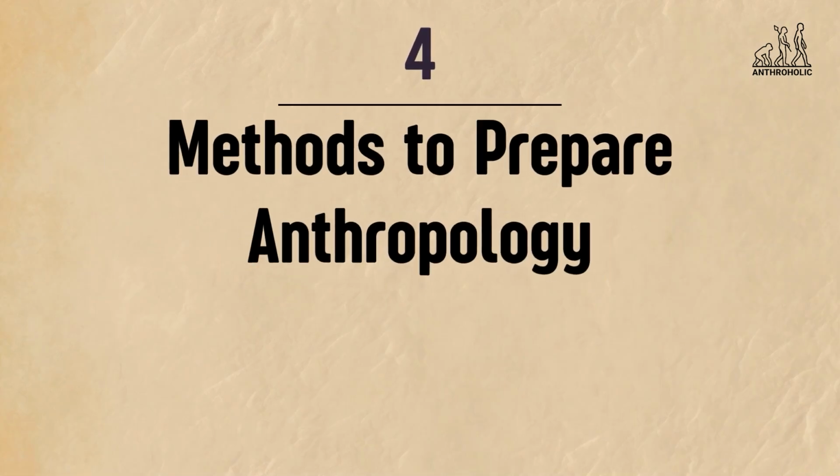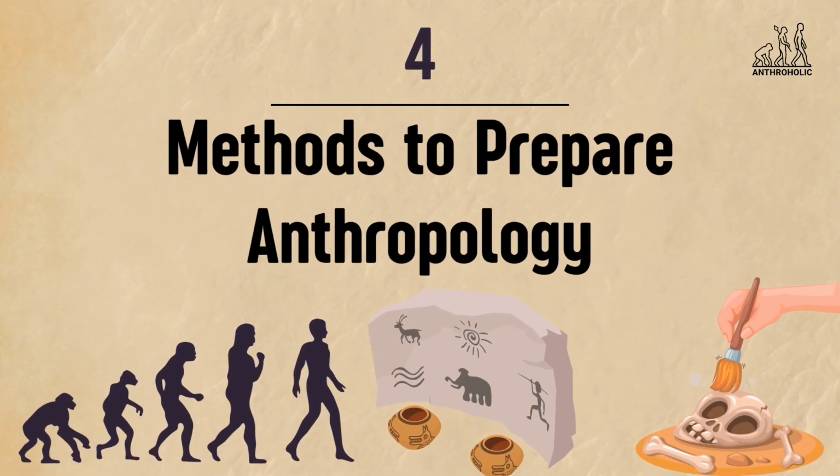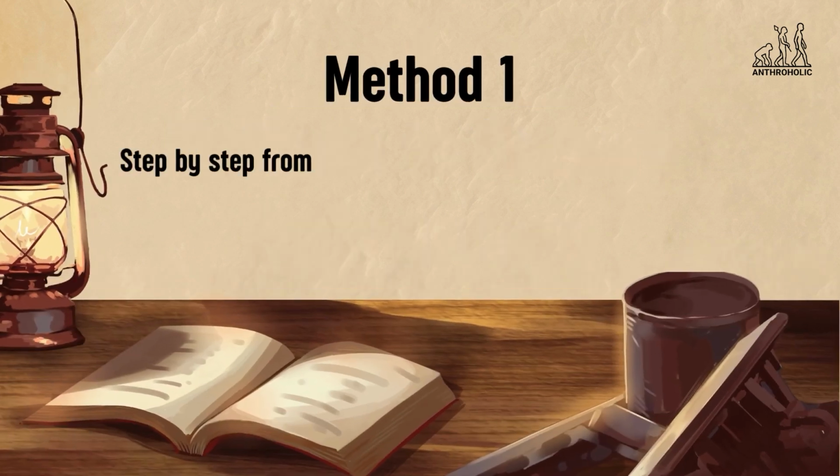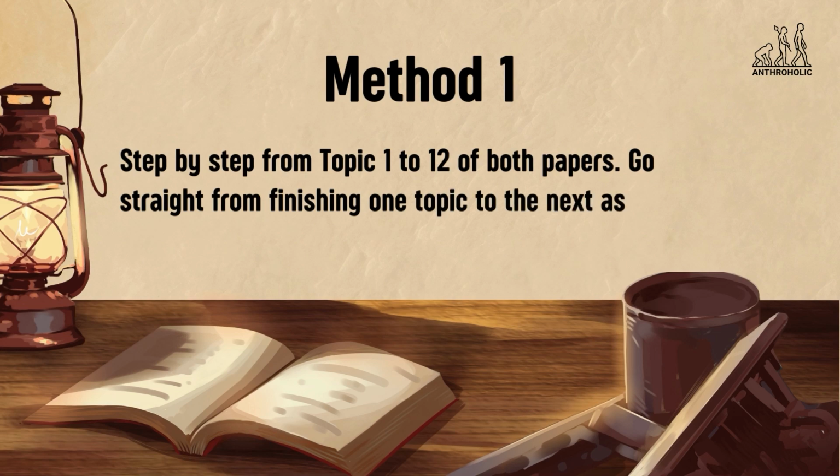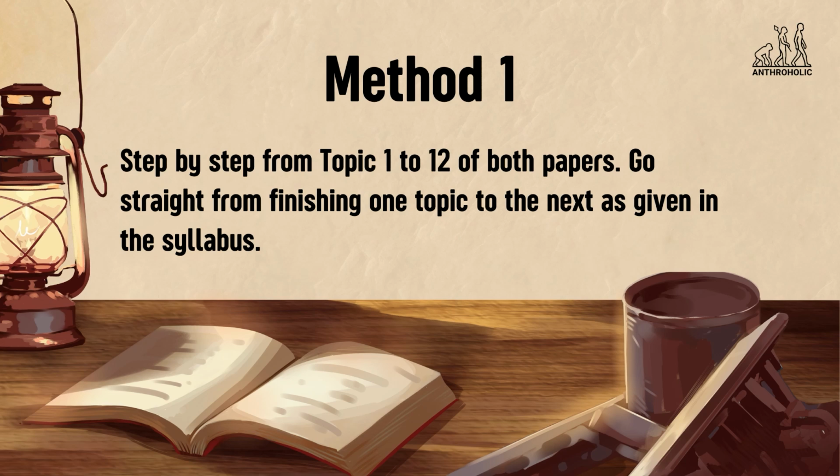Now I will share with you 4 ways to start your preparation for Anthropology Optional subject. Method 1. Step by step from first topic till the last of both the papers. Go straight from finishing one topic to the next as given in the syllabus. This is a no-brainer. In this method, you simply go from topic 1.1, then 1.2, 1.3, 1.4 and all the way till topic 12 of paper 1. You follow the sequence of the official syllabus. However, there are some issues with this method, which we will discuss later in this video.